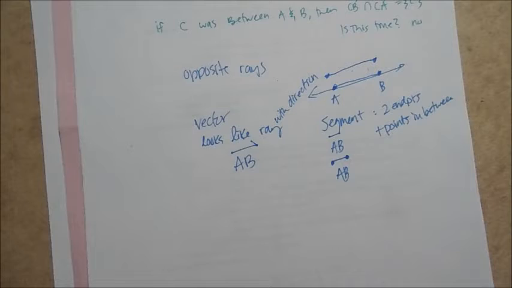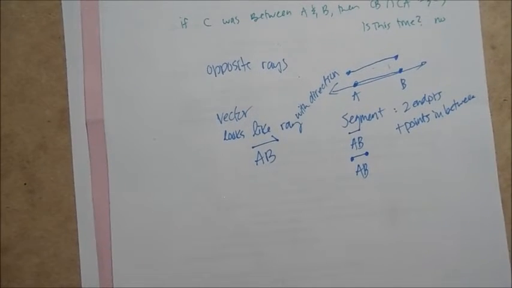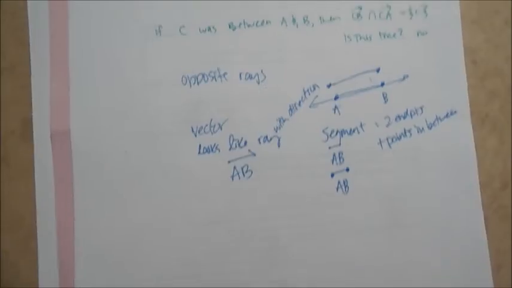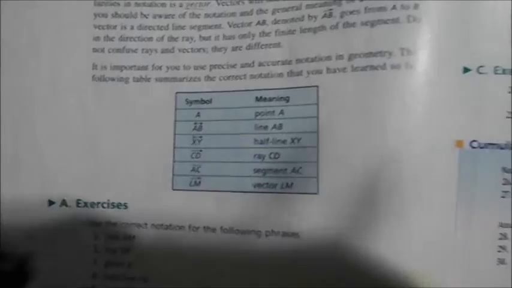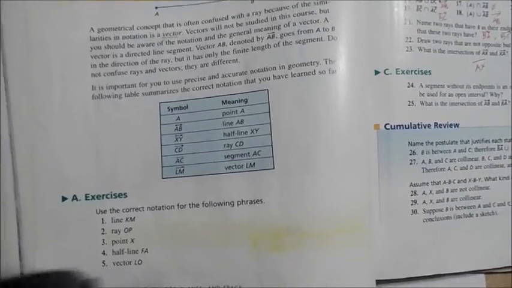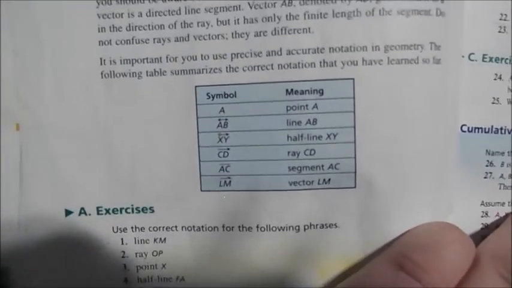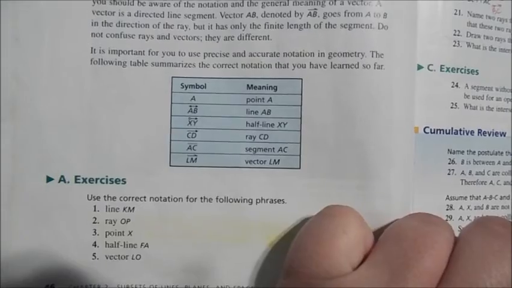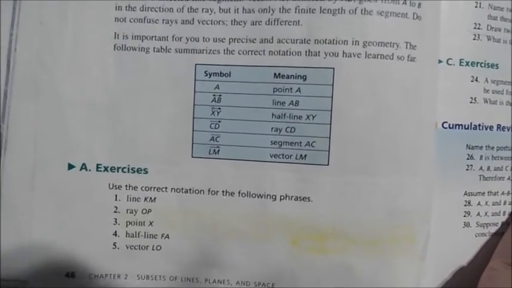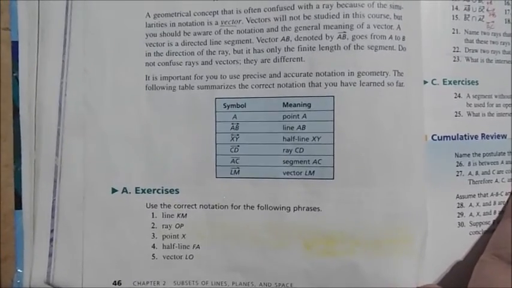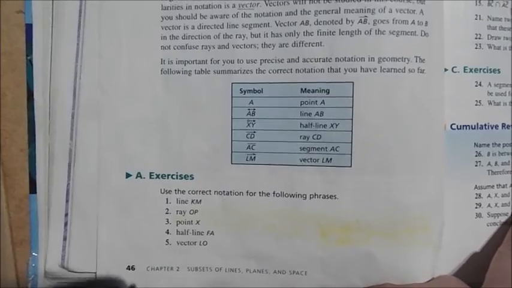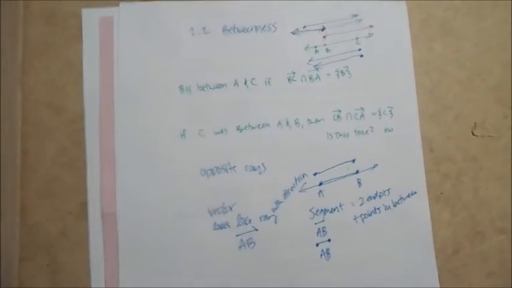So there is a blue box that you have on page 46. You're going to have to make sure that you're getting all of these right here. So you have point A, you're going to have line AB notation, half line XY notation, ray CD notation, segment AC, and then they have a vector LM here. So just go ahead and put in the correct notation for those down there. Easy enough.